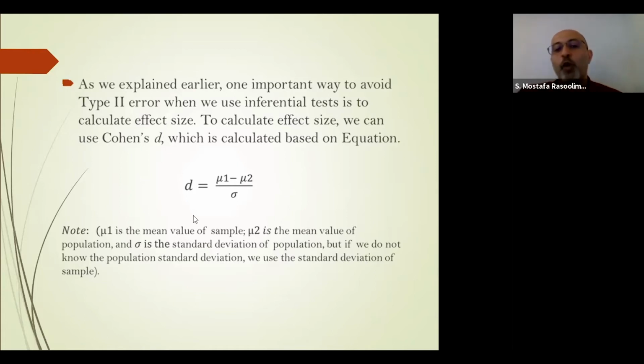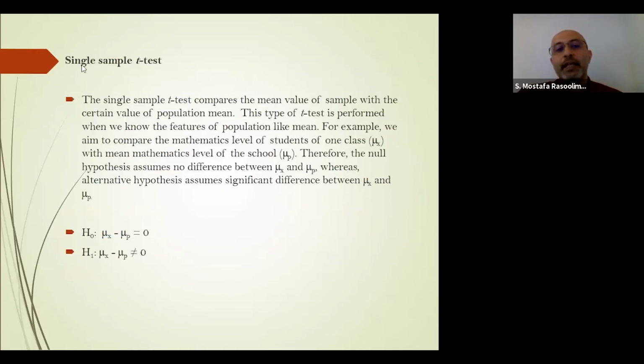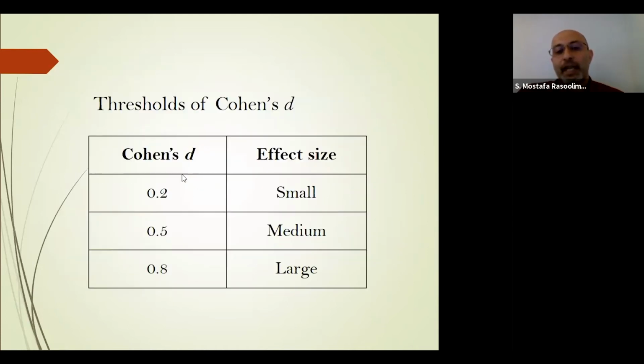This is the formula for single sample t-test. And this is the interpretation of effect size. Effect size lower than 0.2 is not acceptable, between 0.2 and 0.5 is small, higher than 0.5 and lower than 0.8 is medium, and higher than 0.8 is high. This is the effect size for t-test. We have different formulas for different analysis techniques.